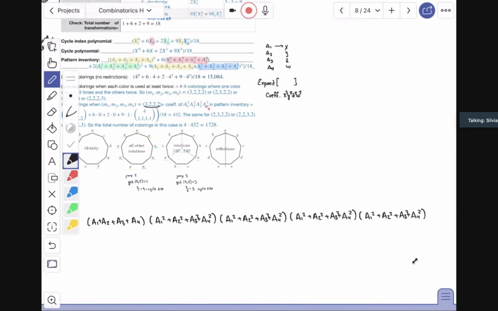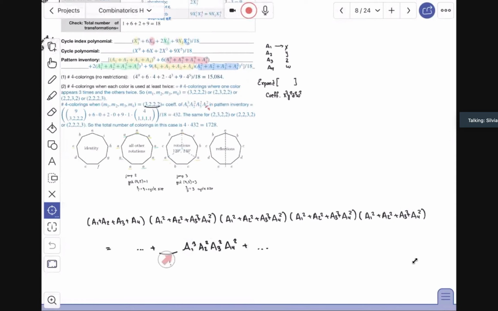And one of the terms is going to be A1 cube, A2 square. There's some coefficient here. That's what I'm looking for. A3 square, A4 square. And then there are many more terms. Agree? I just need to know what this is.